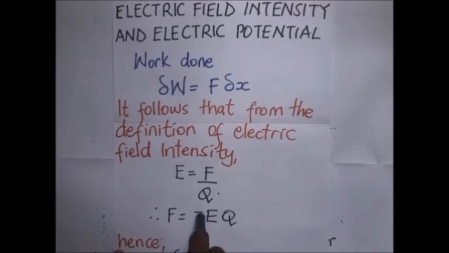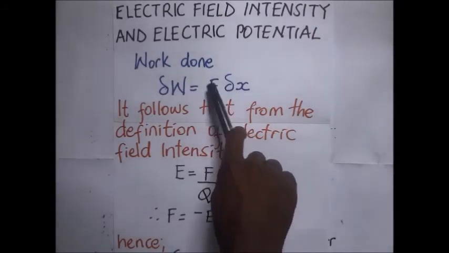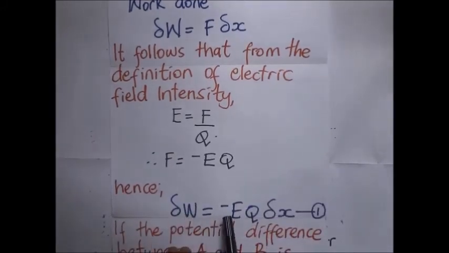And we said that the negative is going to be there as a result of the charge that is being moved working against the repulsive forces of the other point charges. So we substitute this value of F in that point. And so our new value of work is going to be E times Q, times the small change in distance. And that will be our first relation, or our first equation.